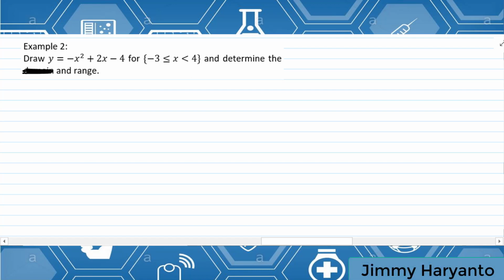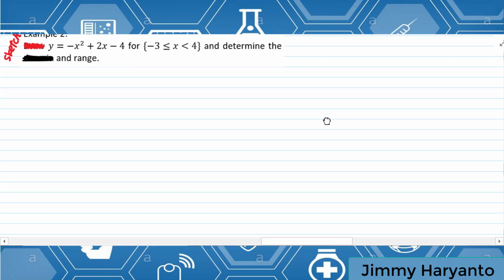And for this one, I will tell you what is the difference between draw and sketch. I will change this drawing into sketch. Okay, sketch y equals negative x squared plus 2x minus 4. For sketching, you don't have to do it accurately, so you will draw it faster.